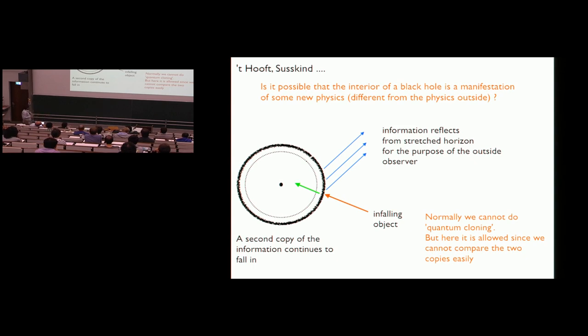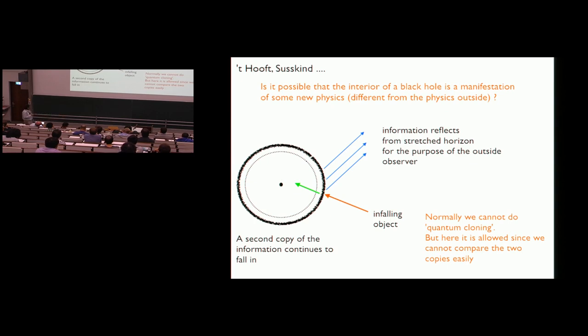Suppose what happens is the following, this is more like Susskind's picture, that two things happen. Firstly, the information of the infalling object gets absorbed by the stretched horizon and radiated out thermally, so the information all returns here. You haven't actually lost any information because the guy outside got it. But a second copy of that information actually continues to fall in, so I've also recovered the other part of my intuition, that I should smoothly fall through the horizon.